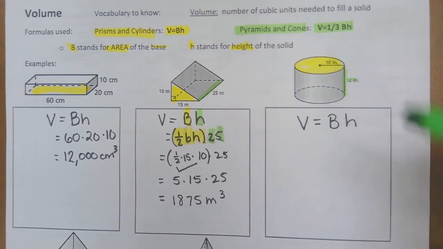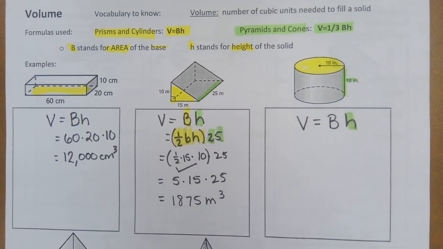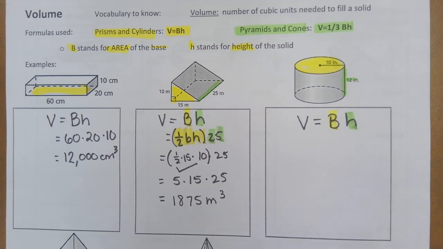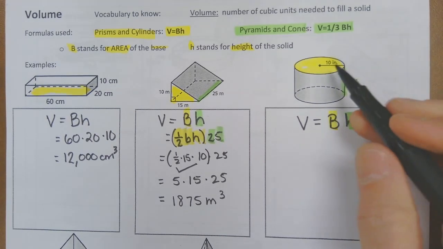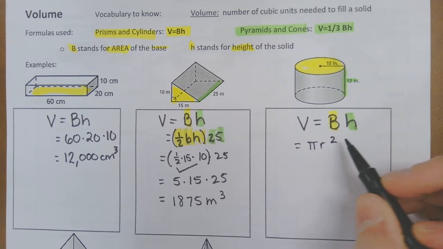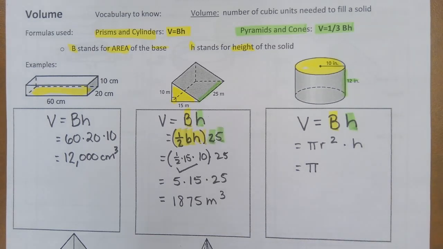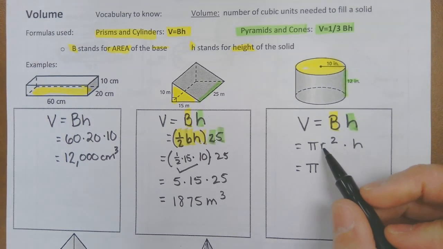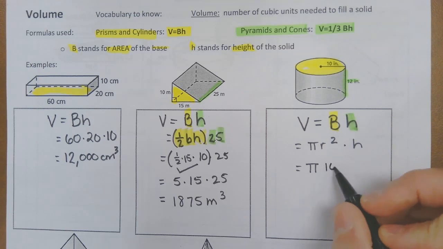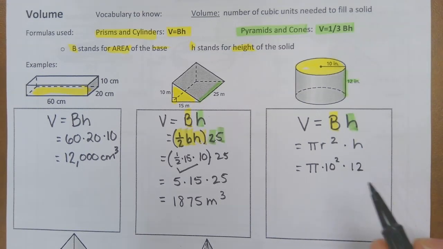So our height is right here. So this comes from my height, and this is all the information from my base. So the area of a circle is pi r squared, and then we want to take it times our height. So let's fill in. We're going to keep pi as long as we possibly can. So we're going to get the radius. The radius is 10 squared, and the height is 12.